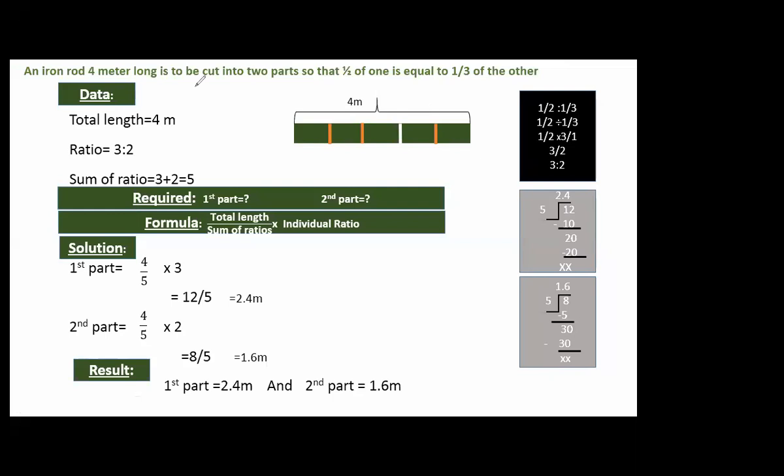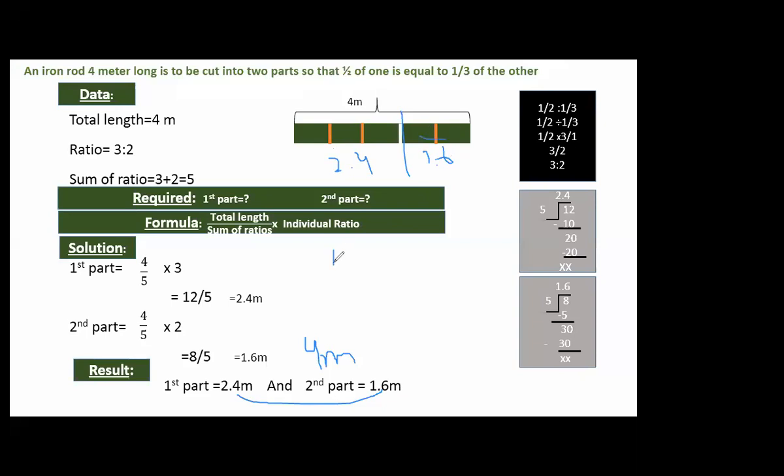Students, how can you check the answer is correct? When you add these two parts, you get the answer 4 meters. And what I told you, that half of one is equal to one third of the other. That means these two parts are of 1.6 meters and these three parts are of 2.4 meters. Am I right, Sheroz, that these two parts are equal to 1.6? Bete, if I divide this 1.6 by 2, how many parts are there? Vanya, how many parts are there?